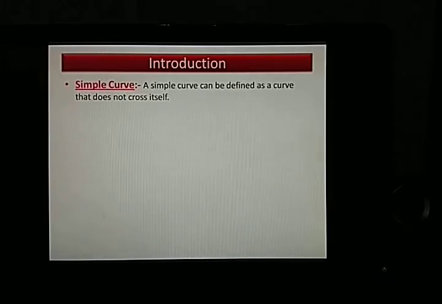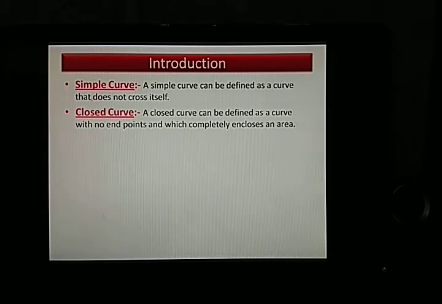Next is, what is a simple curve? Now we have come across the surfaces. Now we will discuss what is a curve. There are 2 different types of curve. So first type is the simple curve. Now a simple curve can be defined as a curve that does not cross itself. We know what is a curve, right? So a type of a curve which does not cross itself. It will be clear from the diagram.